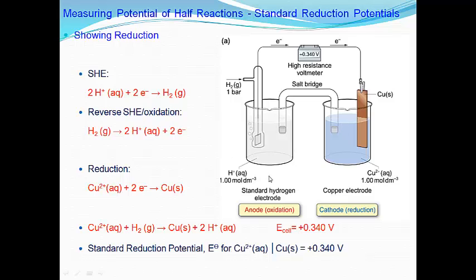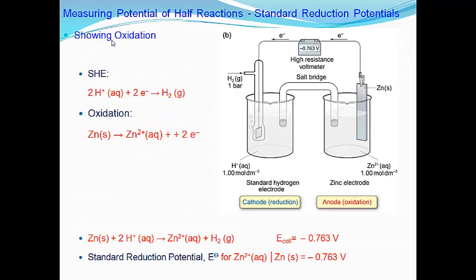Note that we have oxidation occurring in the standard hydrogen electrode and reduction occurring in the cathode, which is a copper electrode. And so this is showing the measurement of the reduction potential of a reduction process of copper 2+ to copper. What about oxidation?